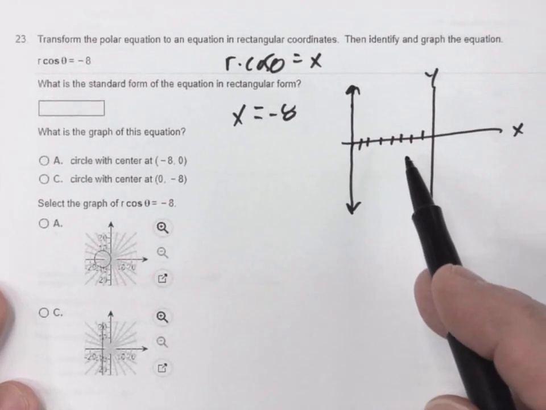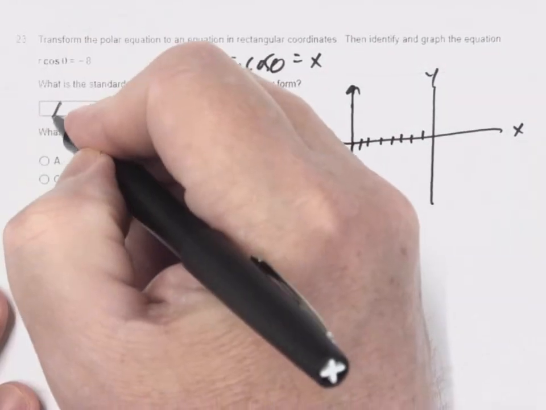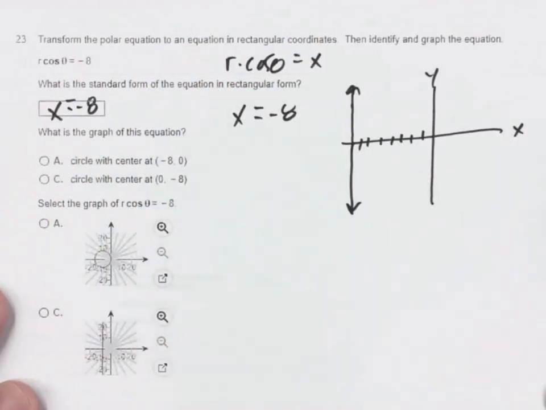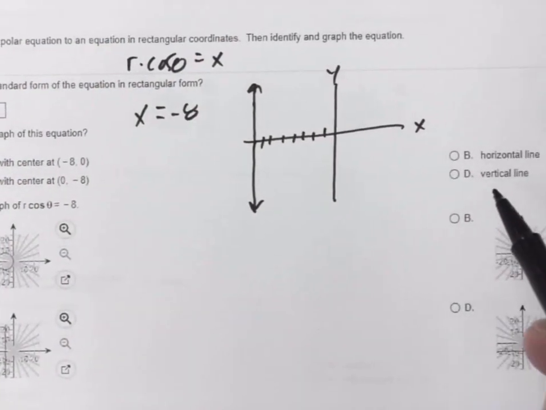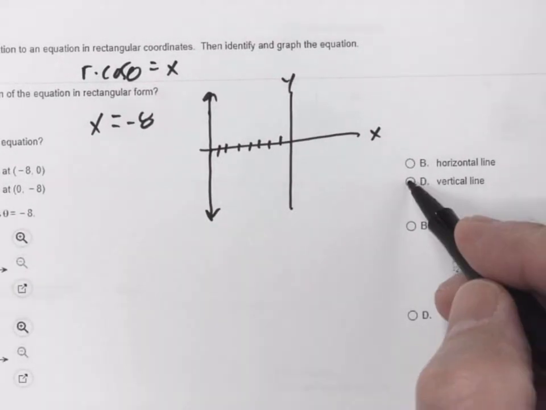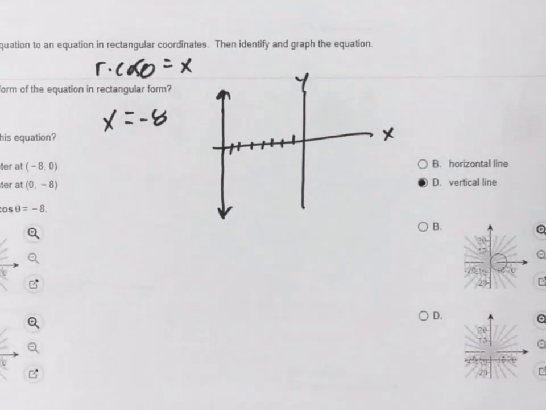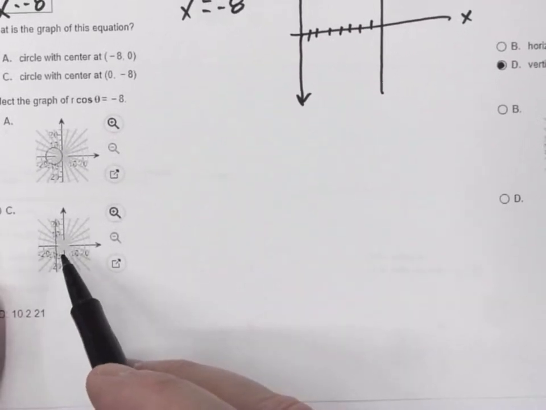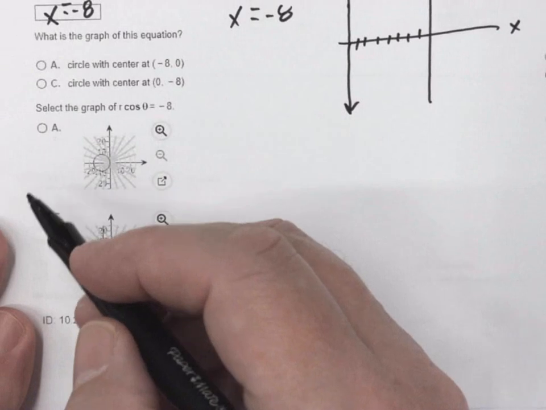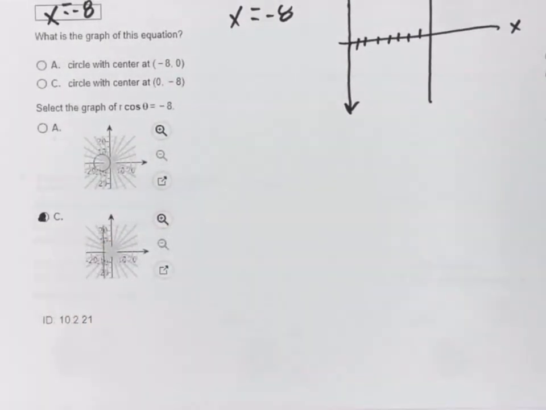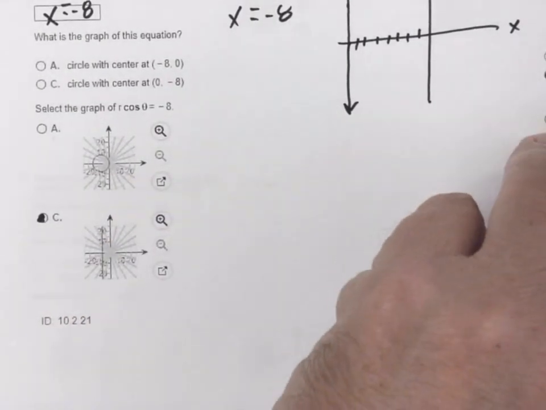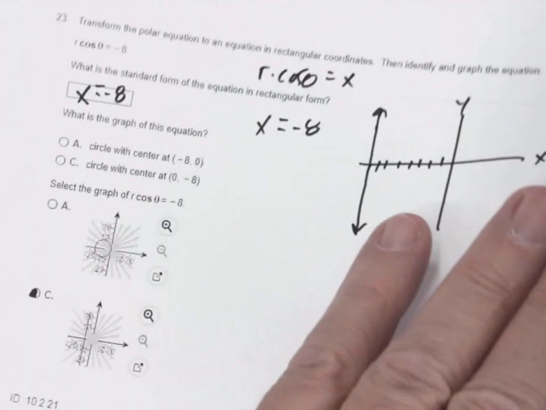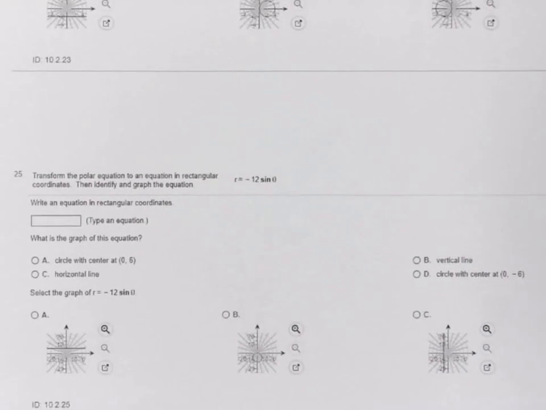So there's the graph of x equals -8. It's going to be a vertical line, and since it's -8, it's got to be this one down here. All right, now we'll do one more.